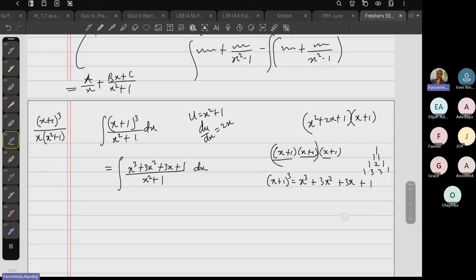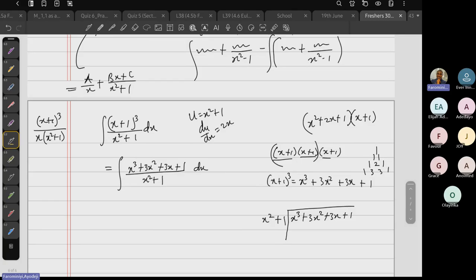Anytime you have an improper fraction, for instance 7 over 2, you can write it as 3 plus 1 over 2, where 3 is the quotient, 1 is the remainder, and 2 is the divisor. So that's the idea. Anytime you have improper fractions, the main idea is to first and foremost break it down. To break it down means we do the long division, just like the 7 over 2. So we are dividing x cubed plus 3x squared plus 3x plus 1 by x squared plus 1.